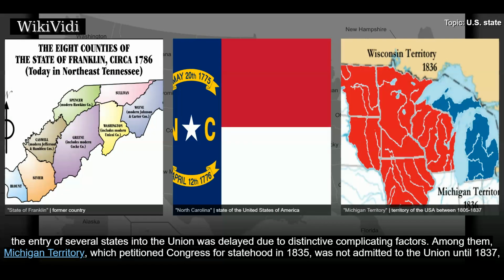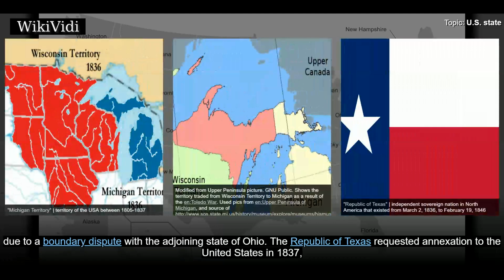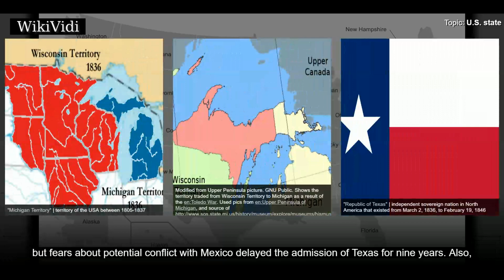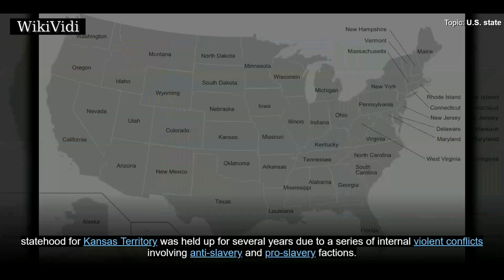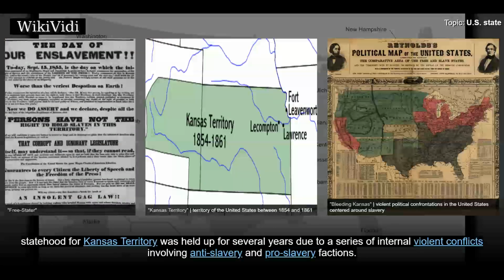Additionally, the entry of several states into the Union was delayed due to distinctive complicating factors. Among them, Michigan Territory, which petitioned Congress for statehood in 1835, was not admitted to the Union until 1837, due to a boundary dispute with the adjoining state of Ohio. The Republic of Texas requested annexation to the United States in 1837, but fears about potential conflict with Mexico delayed the admission of Texas for 9 years. Also, statehood for Kansas Territory was held up for several years due to a series of internal violent conflicts involving anti-slavery and pro-slavery factions.